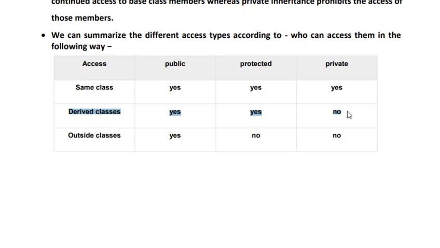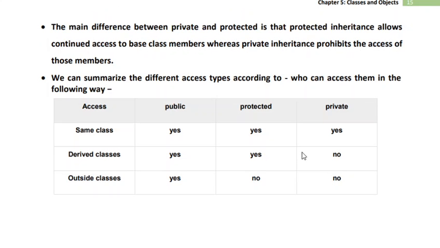This is very much important. Outside the class, only the public members can be accessed. Protected cannot be accessed, and private cannot be accessed. Now again I'll repeat it. The members of the same class can access the public, protected, and private members. Members of the derived class can access public and protected members, but they cannot access the private members. Members from outside the class can access the public members but cannot access the protected and private members. So this is the logic behind the access specifiers.